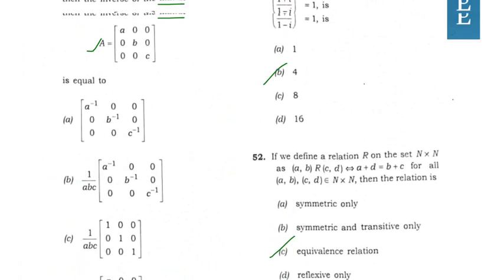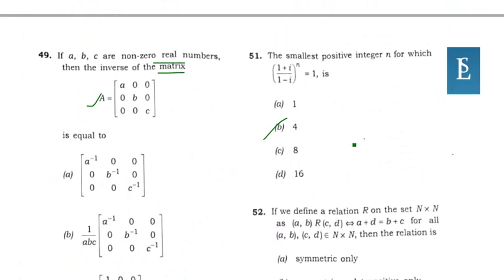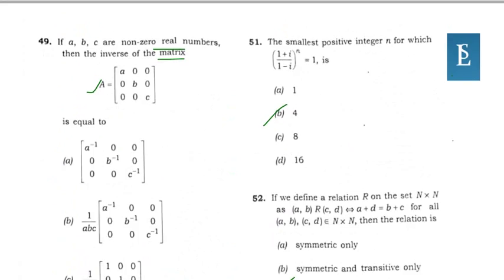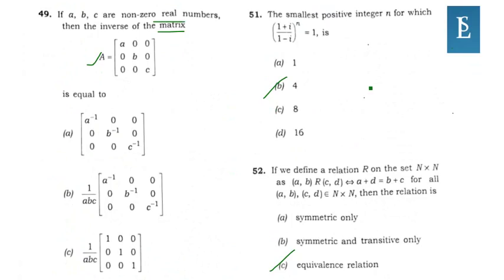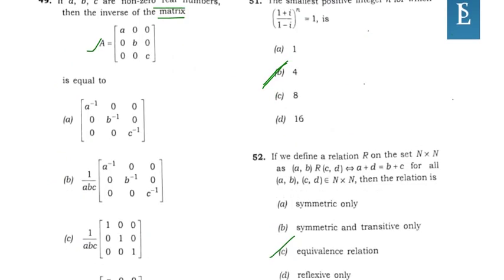Next question is, the smallest positive integer n for which (1 plus i) upon (1 minus i) whole power n equal to 1 is, so the value of n will be 4.